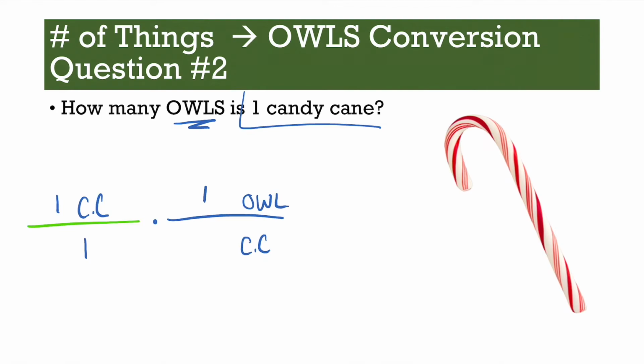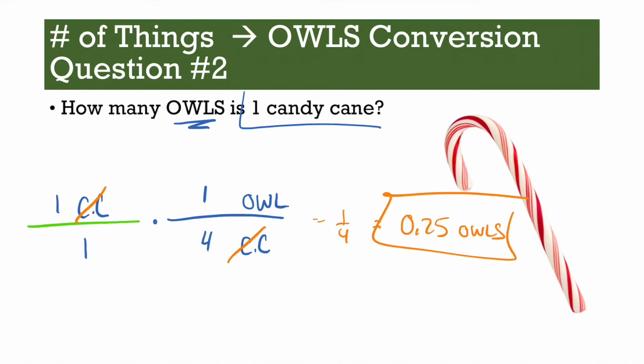Again, in 1 owl, we know that there are 4 things. In this case, these things are candy canes. So the unit candy cane cancels out. You're left with 1 times 1 divided by 1 times 4, which is 1 over 4, which is 0.25 owls. So if someone gave you 1 candy cane, they gave you 1/4 of an owl. Yay! Okay.